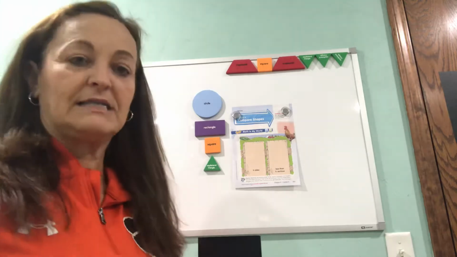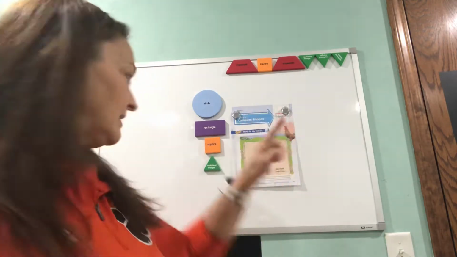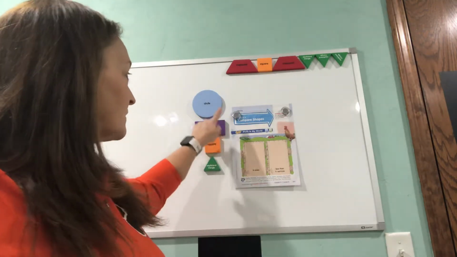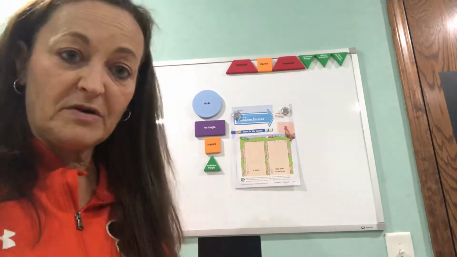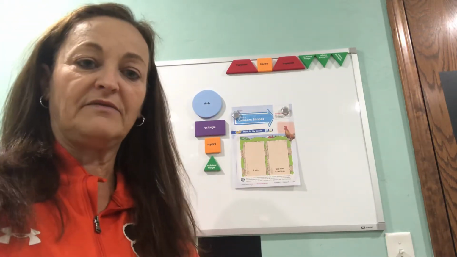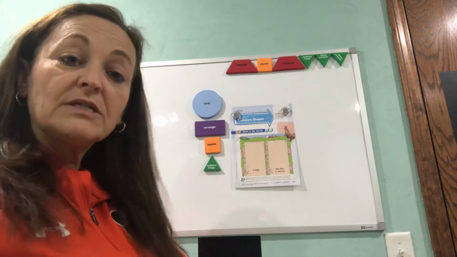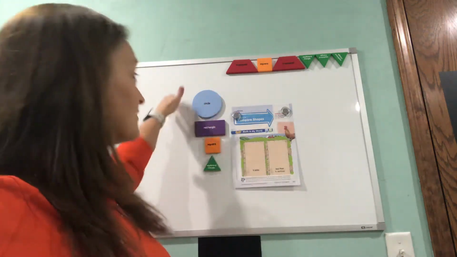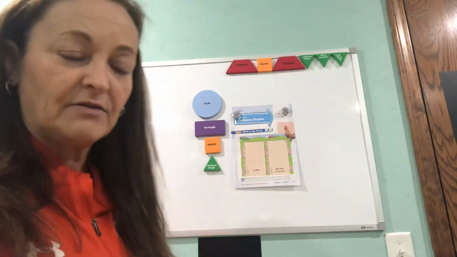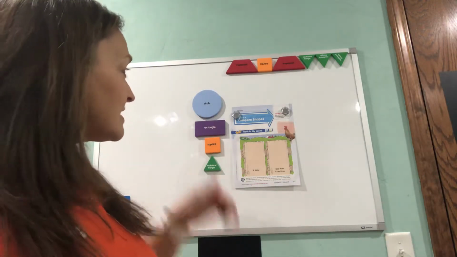And then we talked about sides, and the sides are the straight lines. So when we look at our circle, we notice, remember, our circle doesn't have any vertices and it doesn't have any sides. They are all two-dimensional because they're flat shapes and they're all closed. That means they have a beginning and an end that come together. So today we're going to do a little bit of sorting.